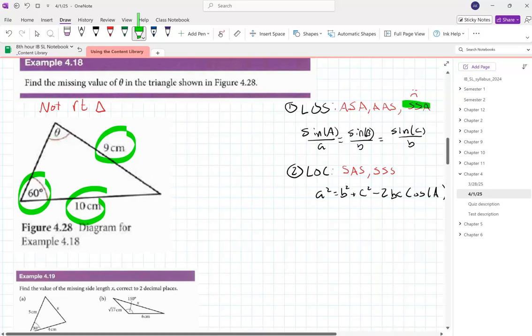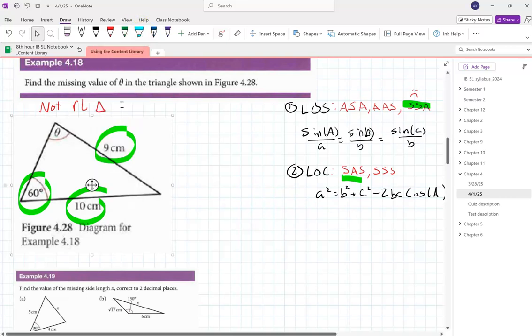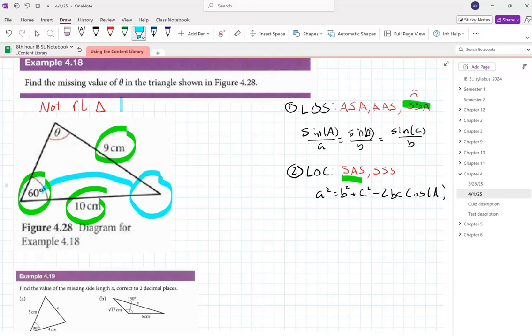How do I tell that apart from side angle side, though? They both have 2 sides and an angle. How do I tell the difference? Correct. In side angle side, the 2 sides need to make up the angle. So if the 60 were there, it'd be side angle side. Uh-oh, that's the possible ambiguous case situation. But guess what? It's not.